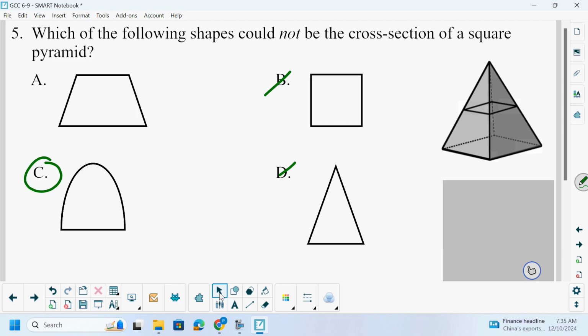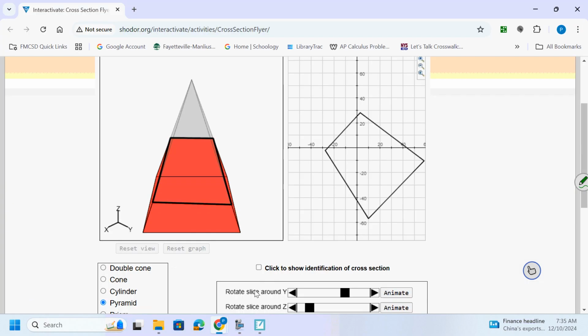And just to show you how you could roughly get A, so here's a pyramid. And notice the cross section there we can see on the right is roughly a trapezoid. Basically, you would have to slice it kind of diagonally through two of the triangular faces that are opposite each other, and that would produce a trapezoid for you.